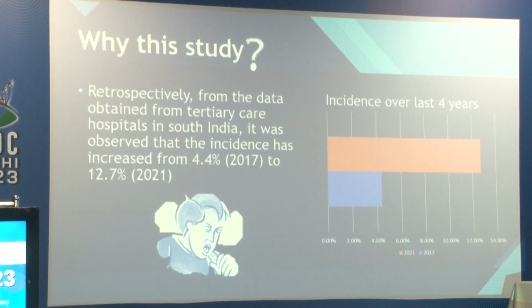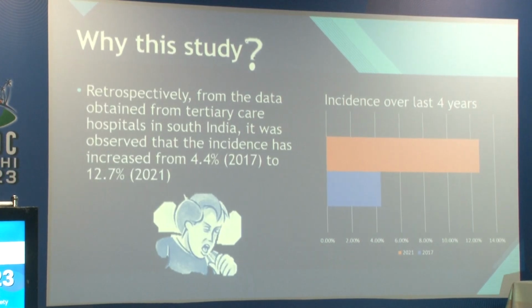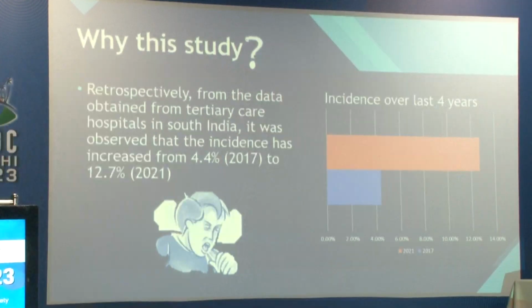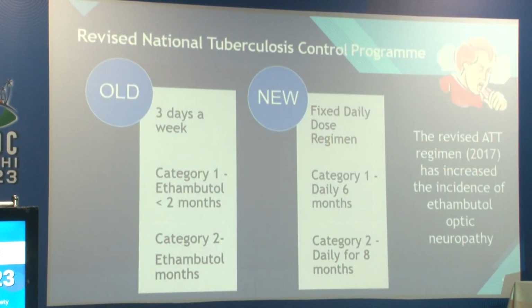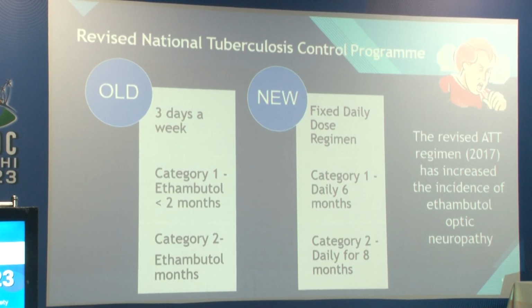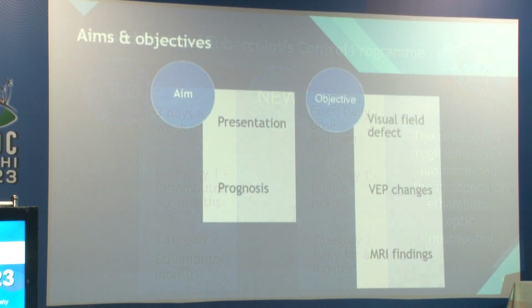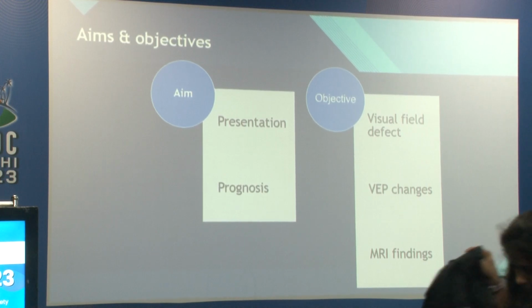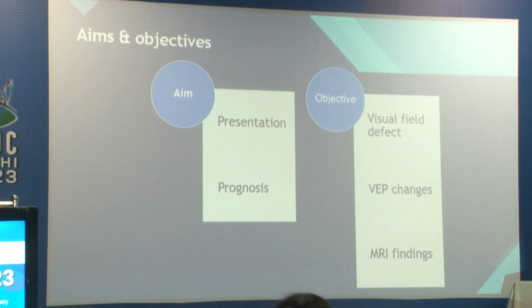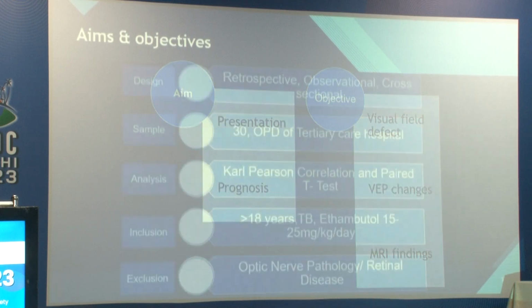Because retrospectively, from the data from tertiary care hospitals in South India, we found that the incidence has increased from 4.4% to 12.7% in the last 4 years. According to the revised National Tuberculosis Control Program, the regimen has been updated to a fixed daily dose of ethambutol for 6 to 9 months. Our aim is to study the presentation and prognosis, visual field effects, VEP changes, and MRI findings in these patients.